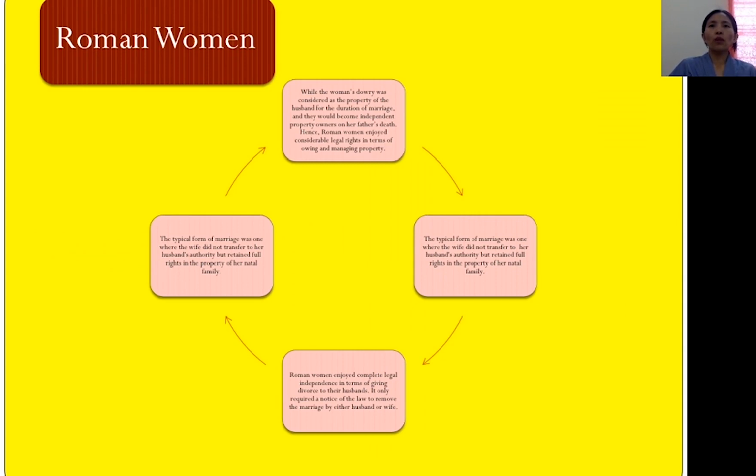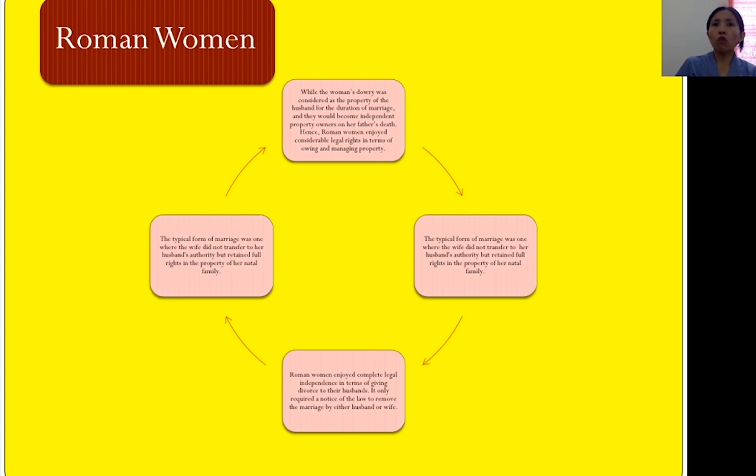Okay, Roman woman. So regarding the Roman woman, the woman's dowry was considered as the property of the husband for the duration of marriage, and they would become independent property owners on their father's death. So hence, Roman women enjoyed considerable legal rights in terms of owning or managing property.